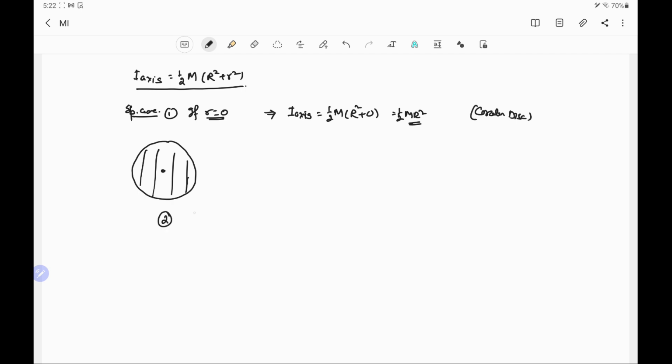Similarly, special case 2: if r equals capital R, in that case this changes into the shape of a ring and I axis will become 1/2 m (R² + R²), that is equal to mR². That result matches the circular ring, which we have already found.